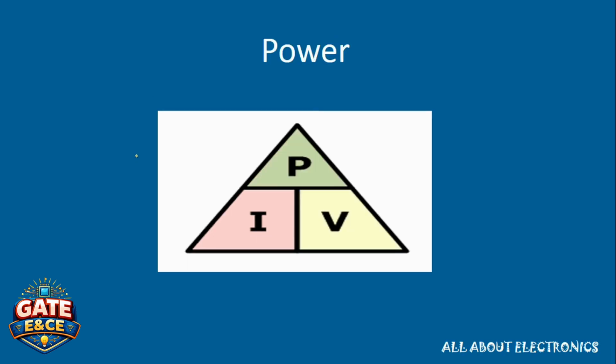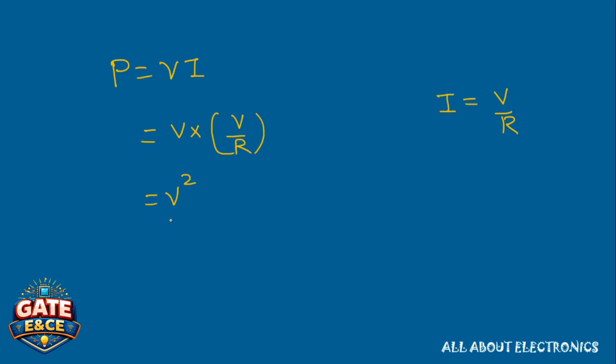Now, in the last video we had seen what is power in electrical circuits, and it is given by the relationship P is equal to V into I. According to Ohm's law, we know that the current I can be given as V divided by R. Now let's put this into this equation. So we'll get V into V divided by R, that is V square divided by R. So power can also be defined by V square over R.